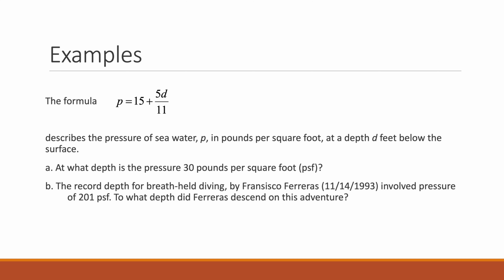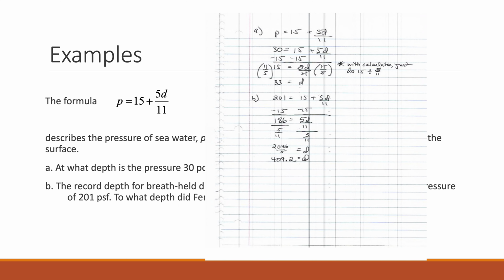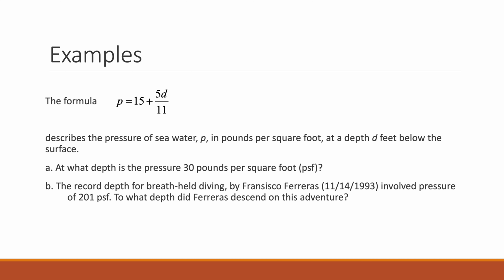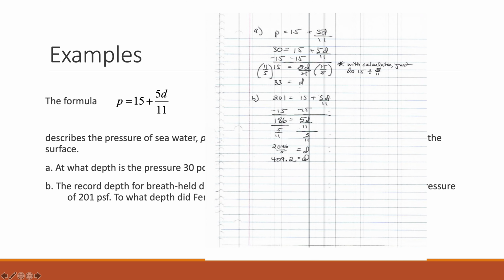Okay. So here's my work on scrap paper. At first it says, at what depth is the pressure? You know what? I'm going to go back for a second because I want to see this. The formula describes the pressure in pounds per square foot and the depth. So D is depth, P is pounds. At what depth is the pressure 30 pounds per square foot? Okay, so now let's call this in. The depth is, at what depth is the pressure 30? So I put down the pressure is 30, P is 30, equals 15 plus 5D over 11.